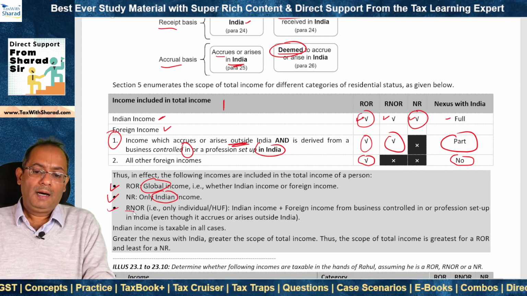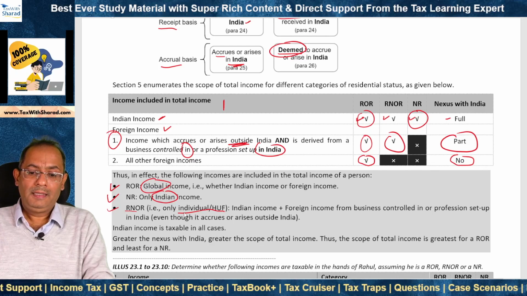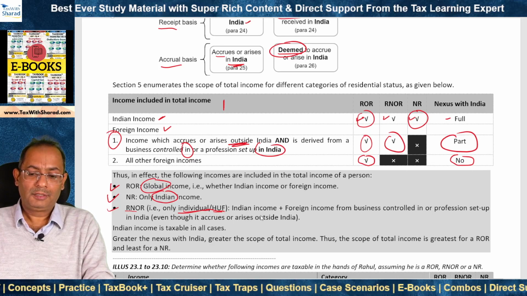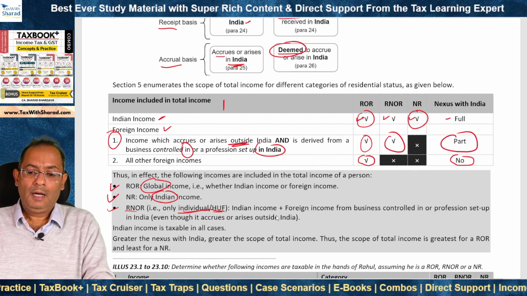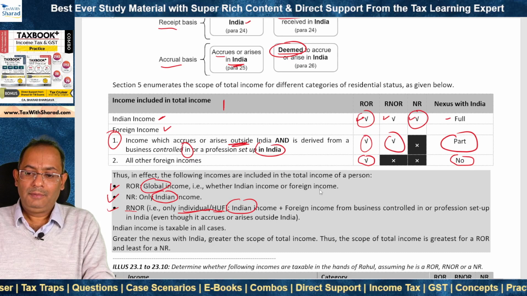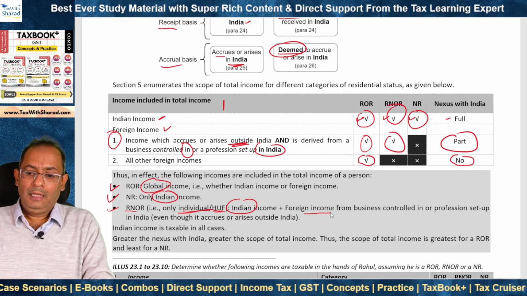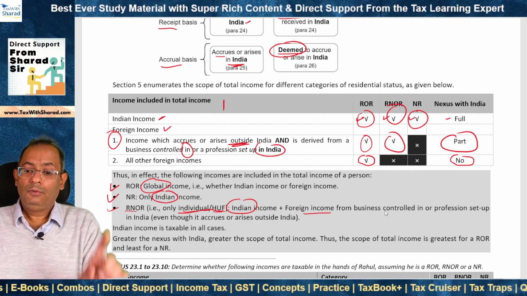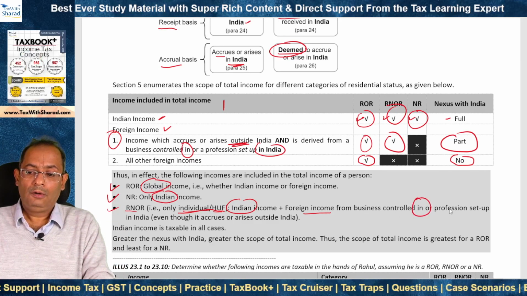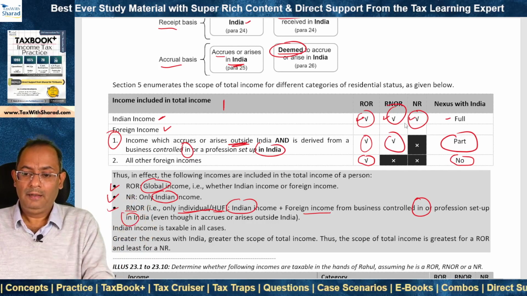As far as a RNOR is concerned, and mind you, RNOR classification can arise in the case of only an individual or HUF, not in the case of any other person. So in the case of RNOR, what is the taxability? Indian income is taxable. Plus, even foreign income is taxable, but only that foreign income which is from a business controlled in or profession set up in India, even though it accrues or arises outside India.